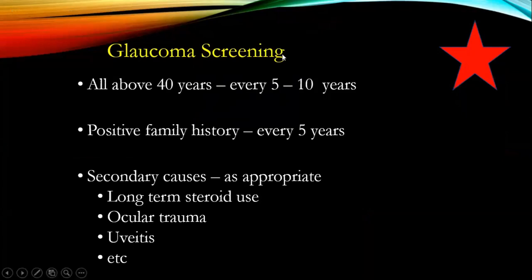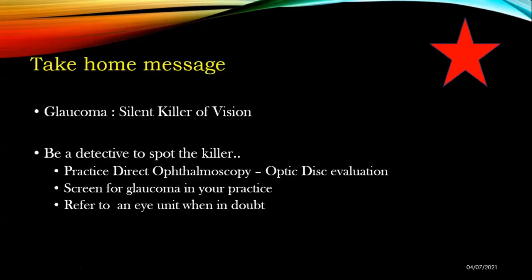So the take-home message is glaucoma has a long silent phase. We have to do glaucoma screening in order to detect it early. Everybody above 40 years should be screened every 5 to 10 years, and if they have a positive family history, they should be screened every 5 years or so. Or if they have secondary causes, mostly they are followed up in ophthalmological clinics, and we need to screen them according to the reasons, such as long-term steroid use, ocular trauma, and uveitis. And if they have a positive family history, then we need to screen quite more frequently.